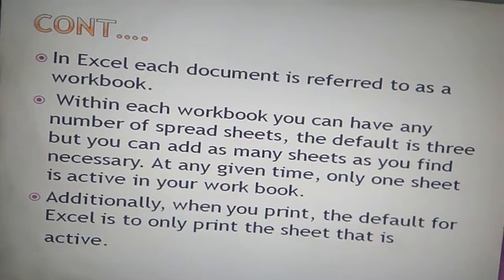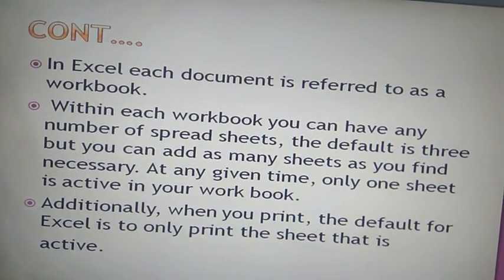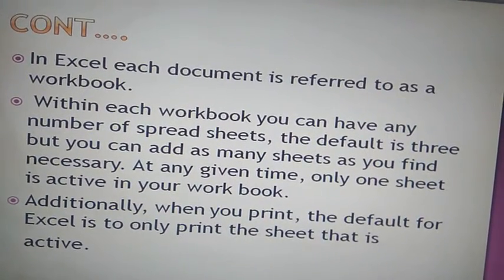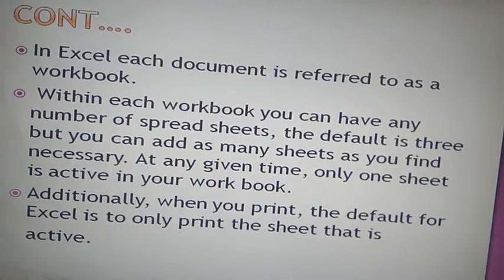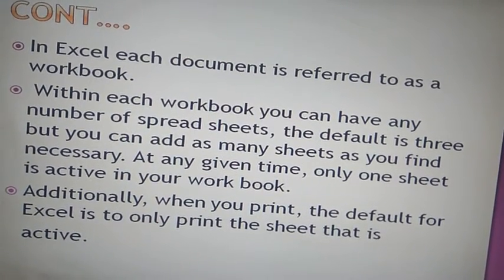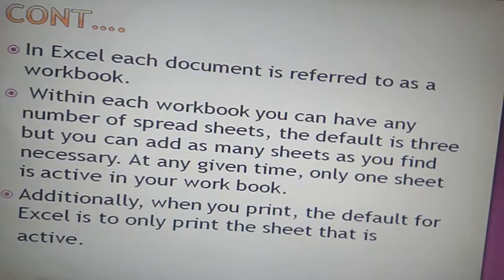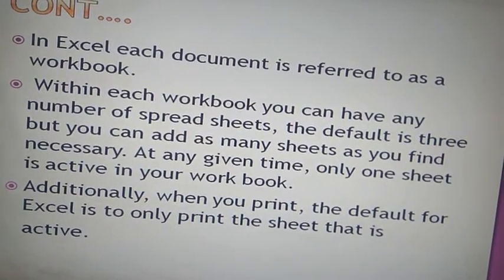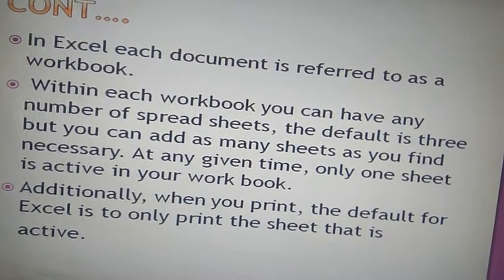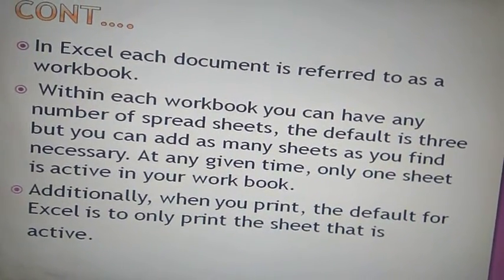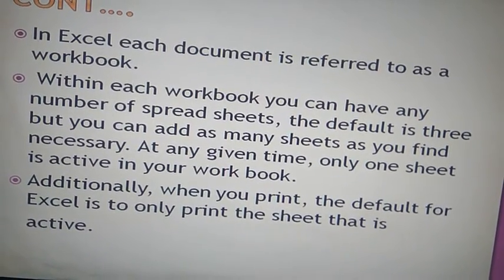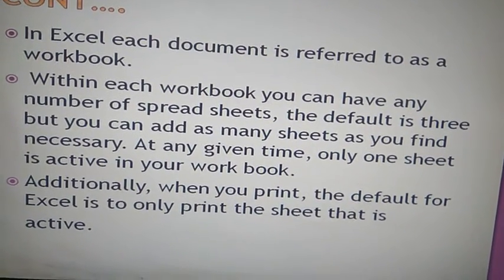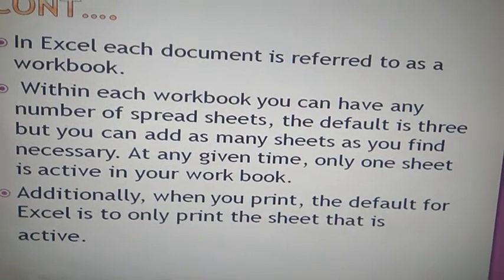In Excel, each document is referred to as a workbook. Within each workbook, you can have any number of spreadsheets. The default is 3, but you can add as many sheets as you find necessary. At any given time, only one sheet is active in your workbook. Now, this is very important: by default, there are only 3 worksheets available, and you may add or delete according to your wish. Additionally, when you print, the default for Excel is to only print the sheet that is active, and when you take out the printout, only the active sheet will get printed.